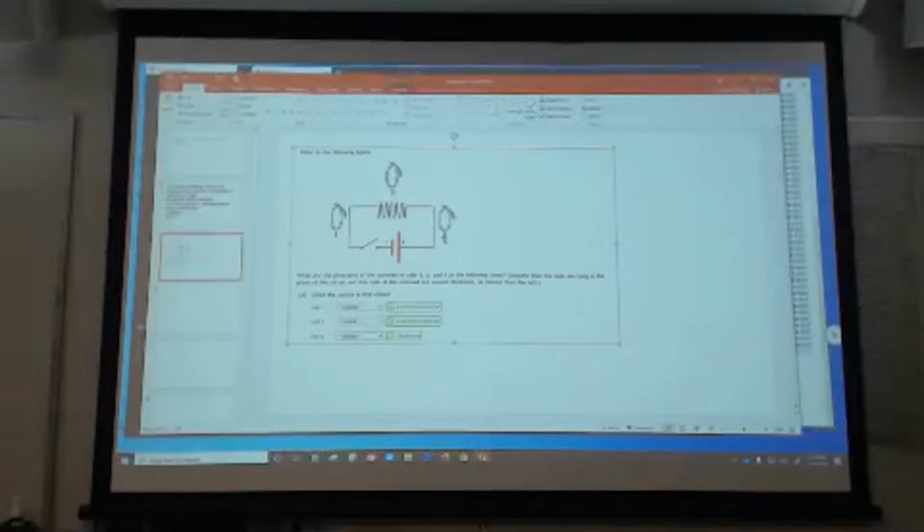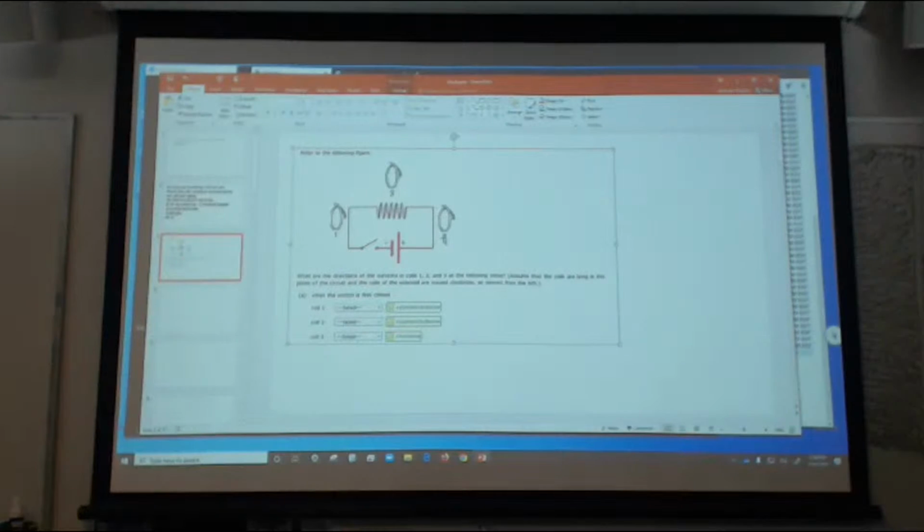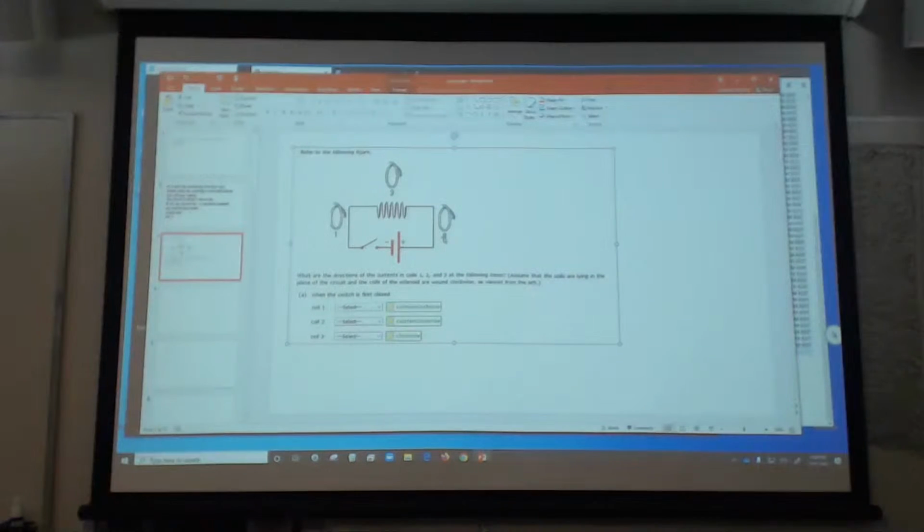Magnetic field would go counterclockwise if we see it from the left for coil 3, for the number 3? I'm not sure which rule you want to use and for which coil, because first we need to read this statement.